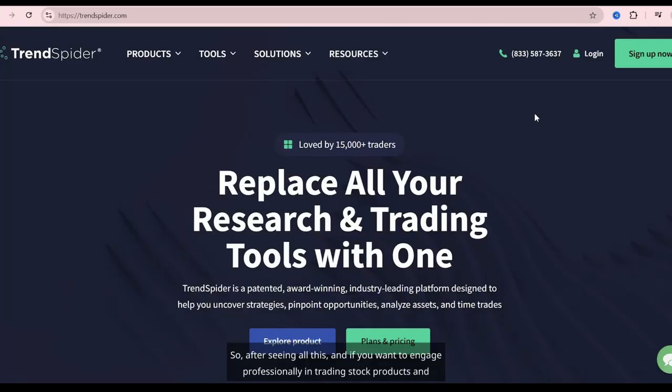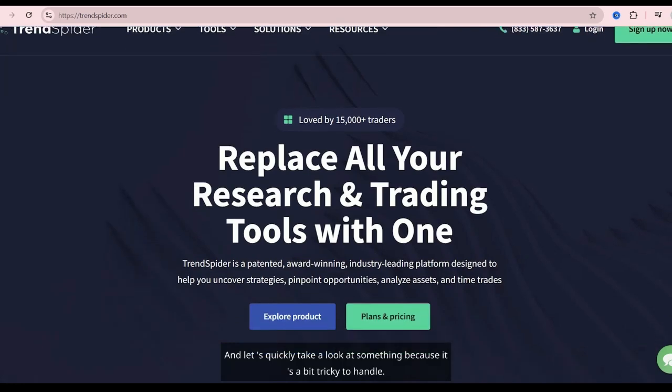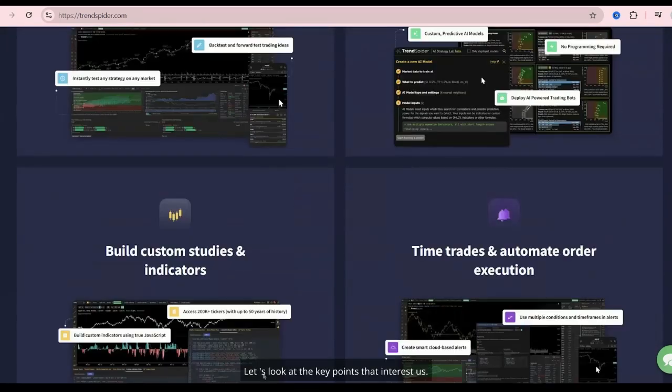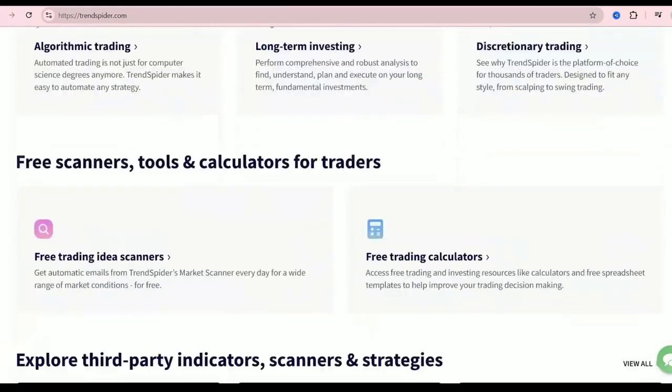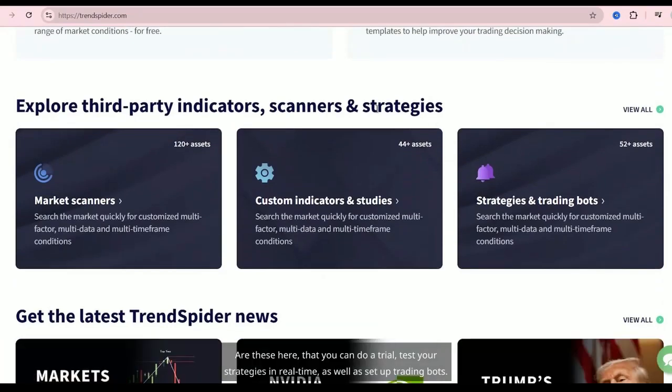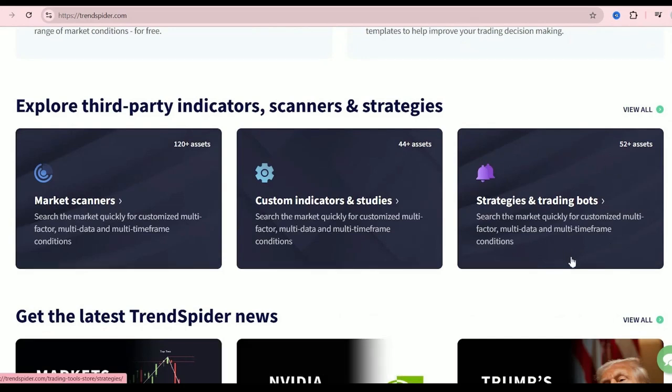So, after seeing all this, and if you want to engage professionally in trading stock products and cryptocurrencies, this platform will literally make things much easier for you. And let's quickly take a look at something because it's a bit tricky to handle. Let's look at the key points that interest us. What mainly interests us are these here: that you can do a trial, test your strategies in real time, as well as set up trading bots. And of course, scan the market to quickly identify entry opportunities.